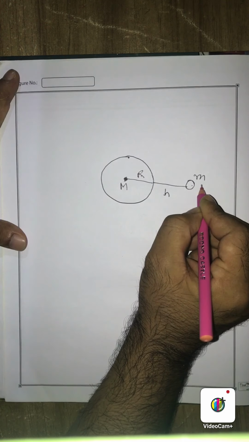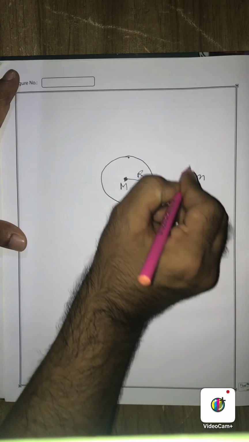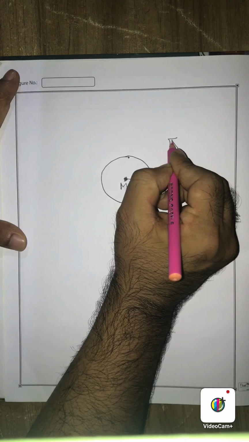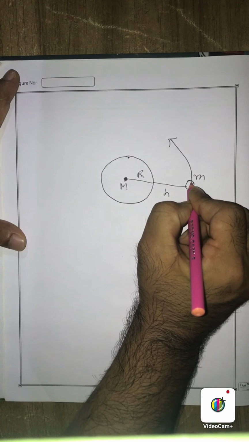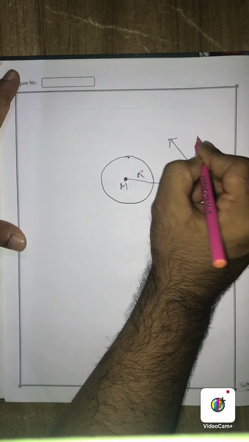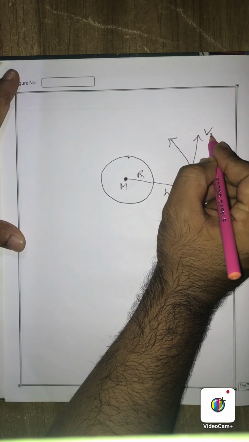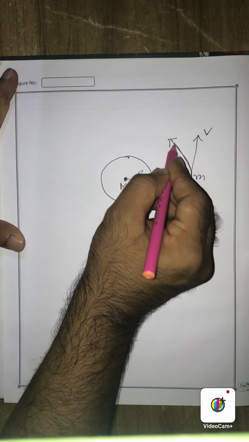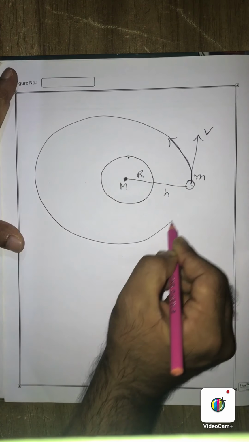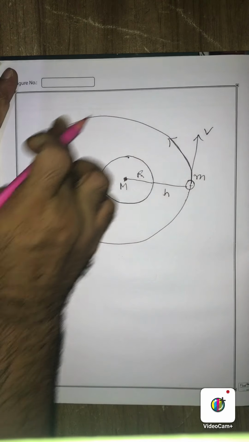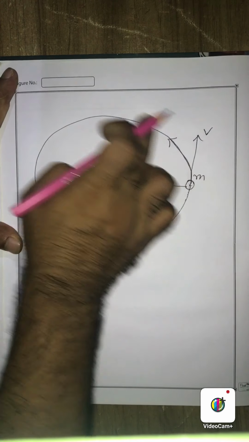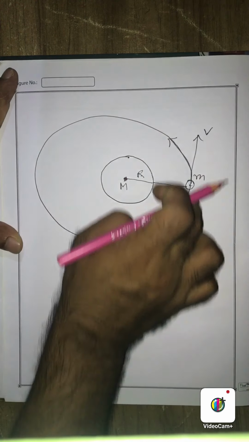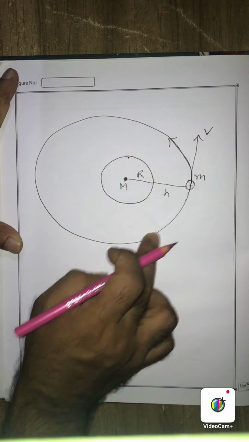The mass of the artificial satellite is small m, and the velocity of the artificial satellite is v, and the direction of the velocity is tangent. The artificial satellite revolves around this path. So this is the path of the artificial satellite. In this way, the artificial satellite revolves around the earth.